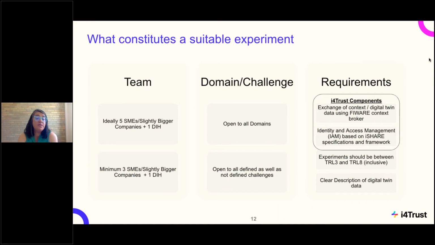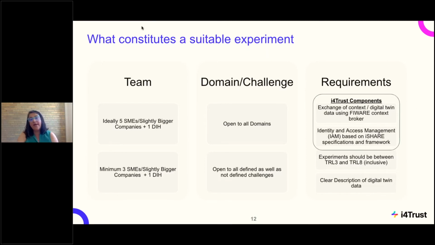So what constitutes a sustainable experiment? As I said, the experiment has to be proposed by a consortium. The minimum is 3 SMEs, limited companies, and 1 DIH. But ideally, for us, the experiment should involve at least 5 SMEs and 1 DIH. We are open to any domain. We are asking for a real life challenge, but we are agnostic on the domain. So even if it's logistics, agri-food, any domain is more than good.